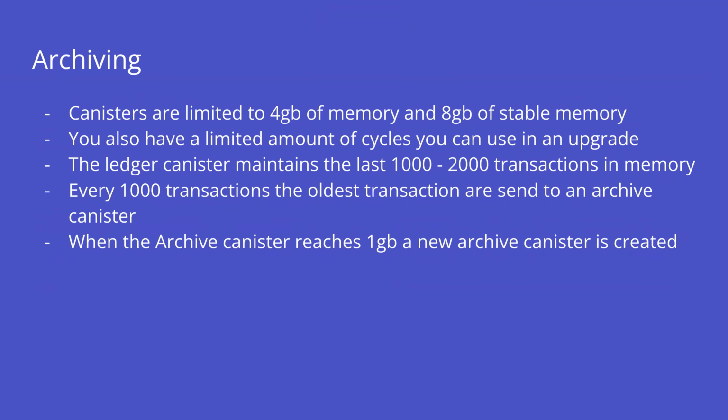One other important thing to mention about how the canister works is that blocks are archived because, as I said before, the ICP ledger canister is not special in any way. It has the same limitations. It is restricted to 4 gigabytes of memory and 8 gigabytes of stable memory. So if you used just one canister, then at some point the canister would become full and you couldn't add any more transactions to it.